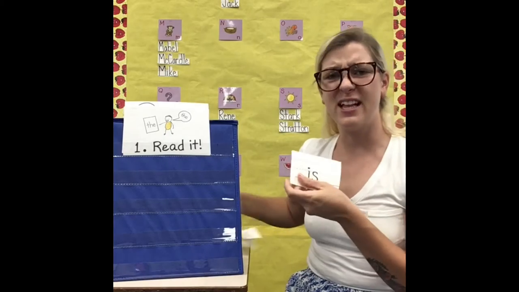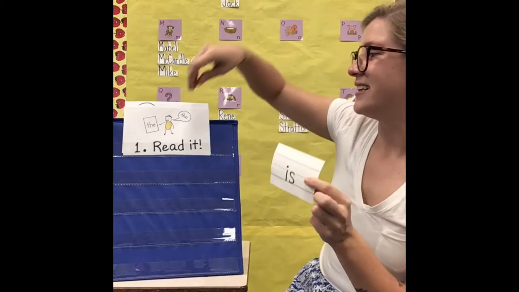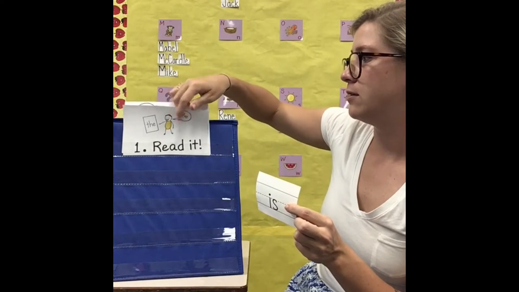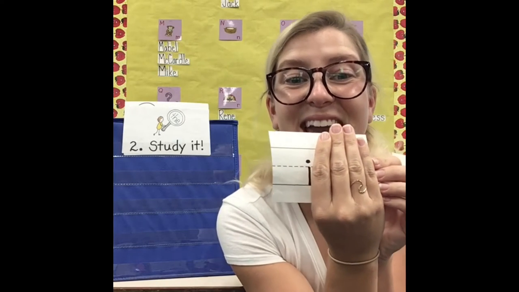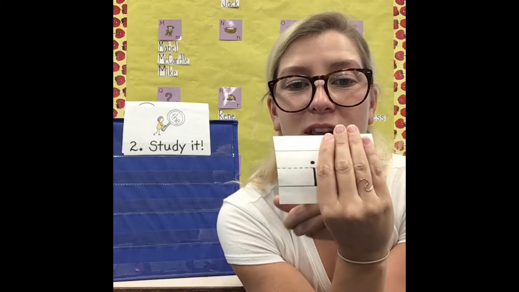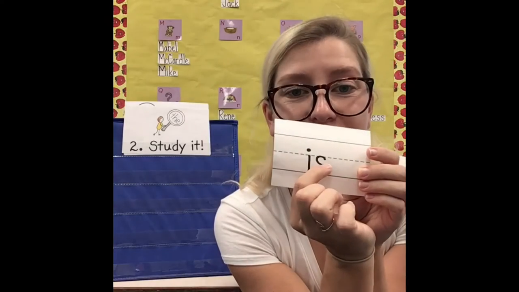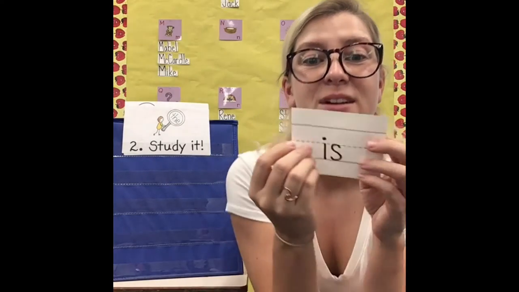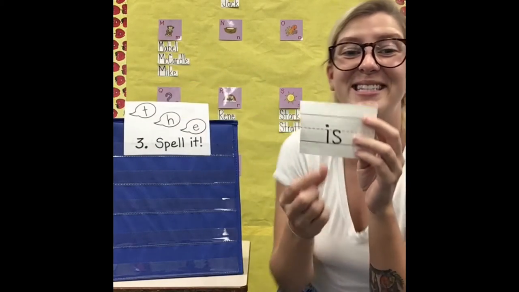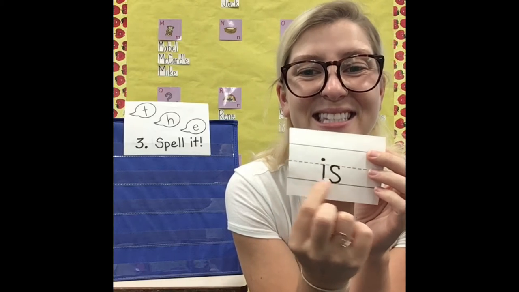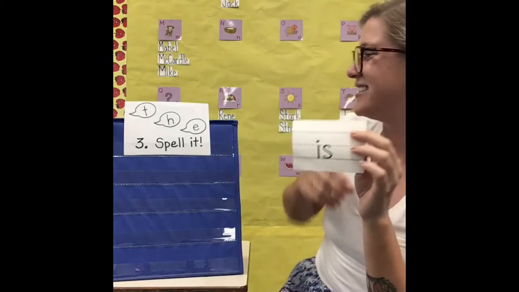First, we read it. Let's try the word is. Read it with me. Is. Let's go to step 2. Study it. Let's study the word is. I see a small I, which is a little line with a dot. I see a small s, which goes around and around like a windy road. That's the word is. Step 3 is to spell it. Spell it with me. I-S is. One more time. I-S is.